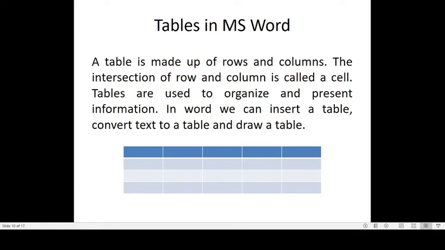Tables in MS Word. A table is made up of rows and columns. The intersection of rows and columns is called a cell. Tables are used to organize and present information. In Word, we can insert a table, convert text to a table and draw a table. So we have a feature for inserting the table. According to our requirements and needs, we can insert the columns and rows. So the insertion option is there in MS Word.